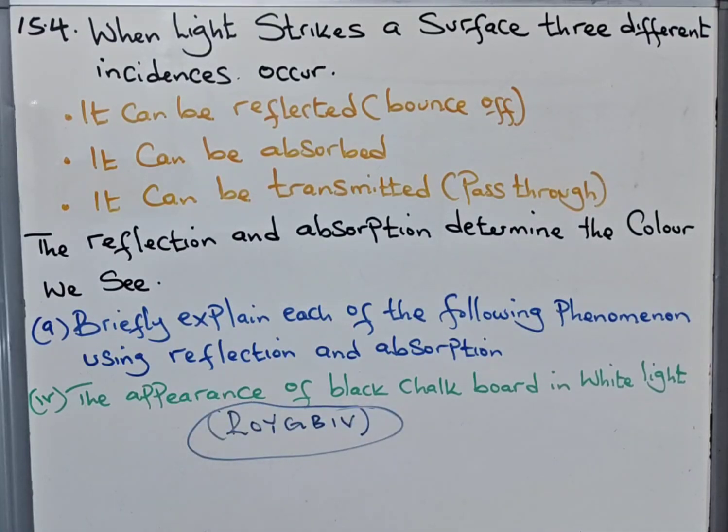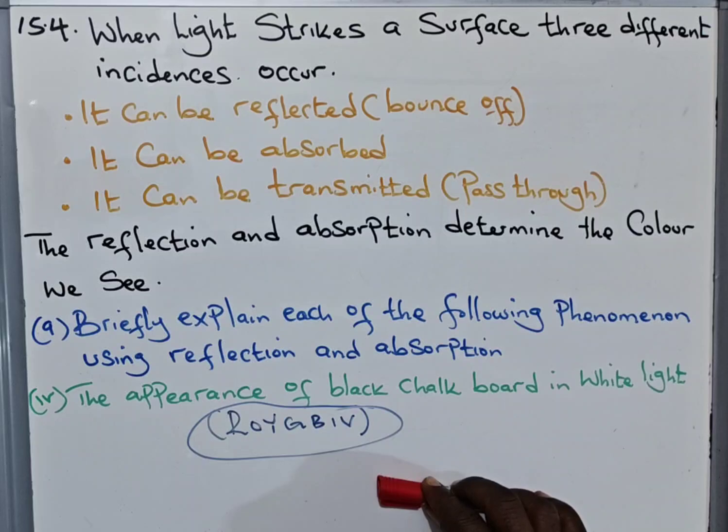And now we're having a situation where we are seeing a black chalkboard. What does that imply? The implication is that the chalkboard absorbed all these colors and reflected none.